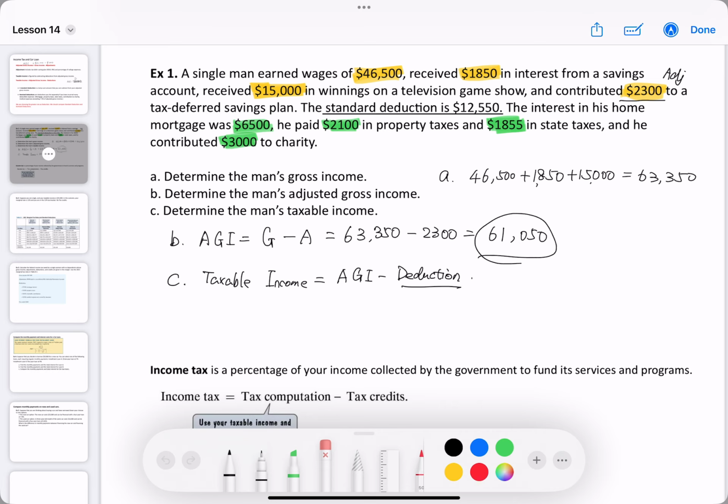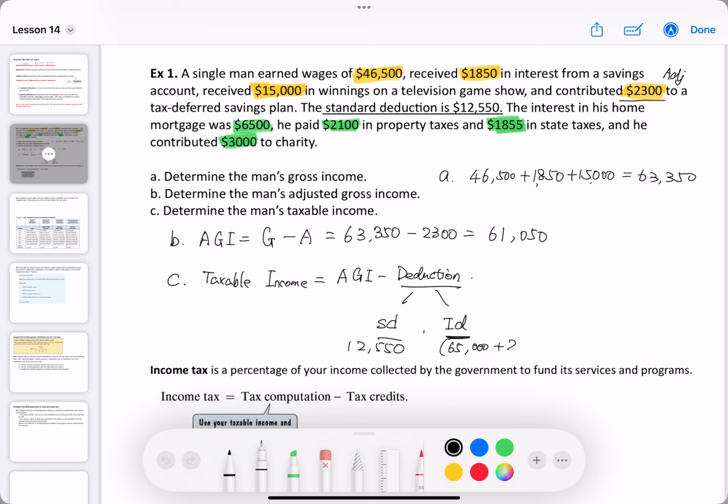But what is the deductions? We say deductions. Maybe I'm choosing my standard deduction, or maybe I'm choosing my itemized deduction. I need to compare which is bigger. So the standard one is 12,550. Itemized one, I need to add all of these green values together. They are all my itemized deduction.